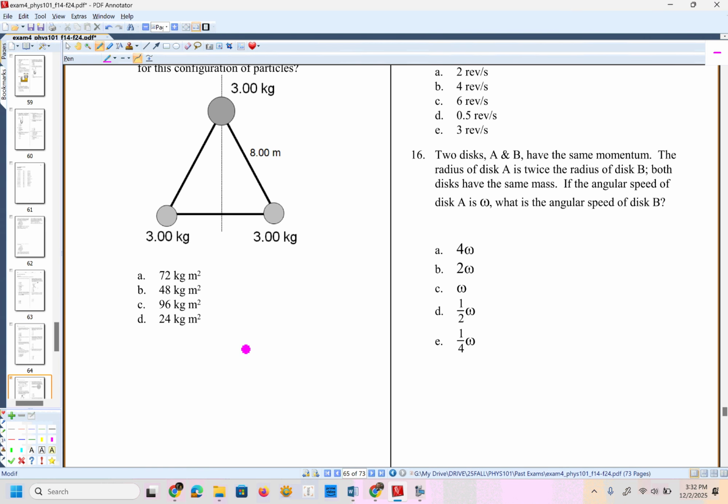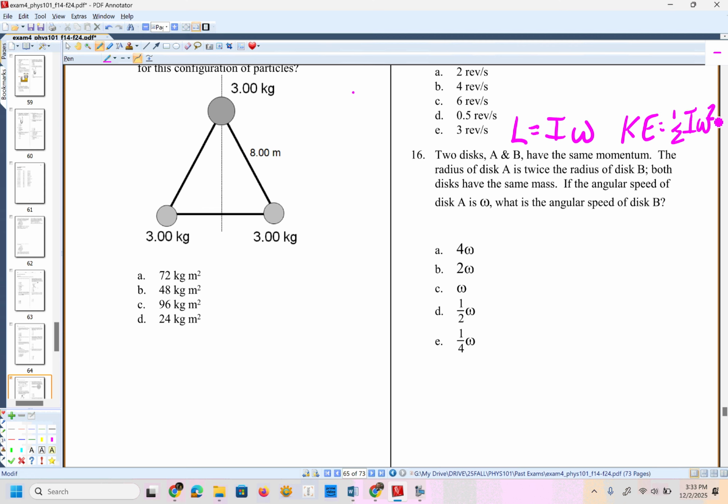This one? Yeah. Okay, so this has to do with the interplay between the angular momentum and the kinetic energy. So just to remind you of the equations for those, L is equal to I times omega, and the kinetic energy is 1/2 I omega squared.